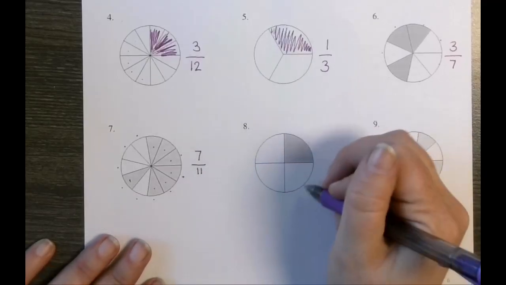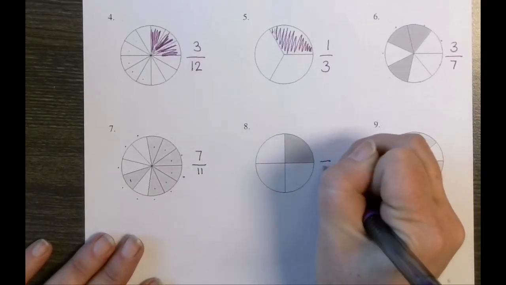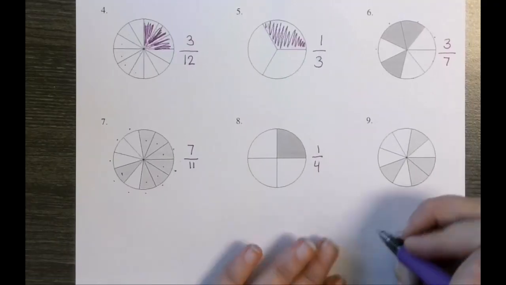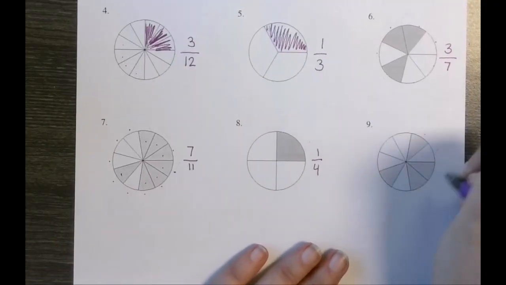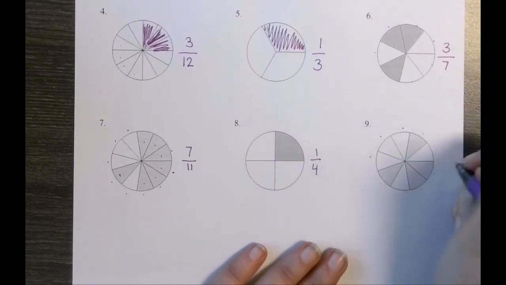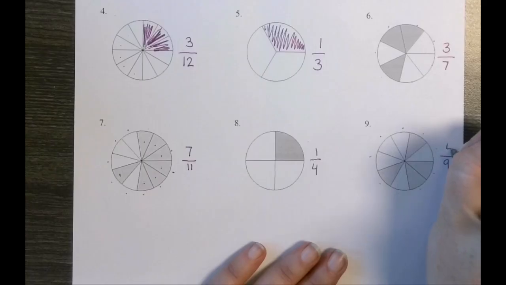All right. Once again, we can see that it's 4ths. We don't need to count it. And there's one of them shaded in. But when we have more, we want to count. 1, 2, 3, 4, 5, 6, 7, 8, 9. And my numerator is going to be 4.